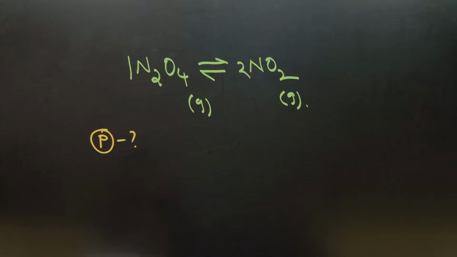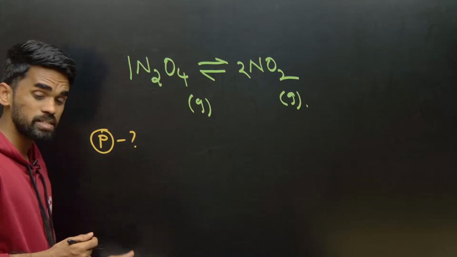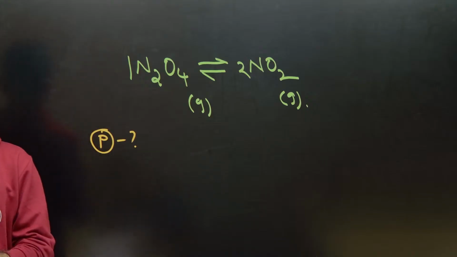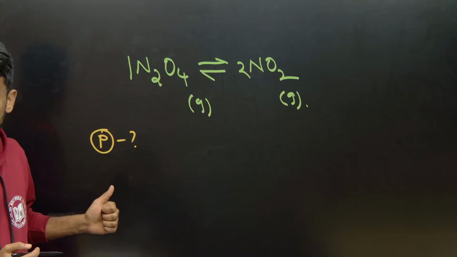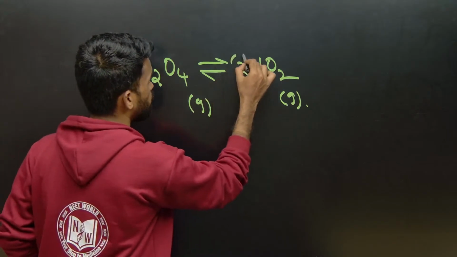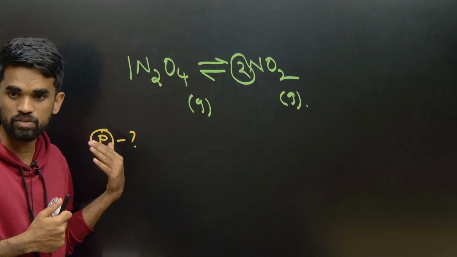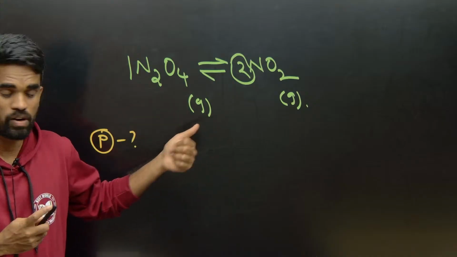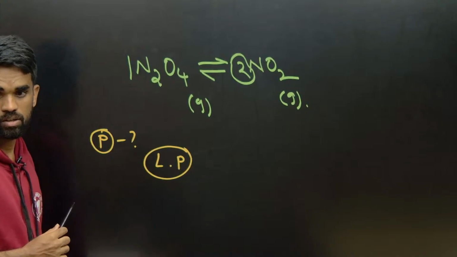Addition of inert gas by pressure. What I am asking now is the effect of pressure. More number of moles are on which side? This side has more moles. So, if I increase the pressure, what happens? Backward is favored, but I want forward. So, low pressure favors the forward reaction.